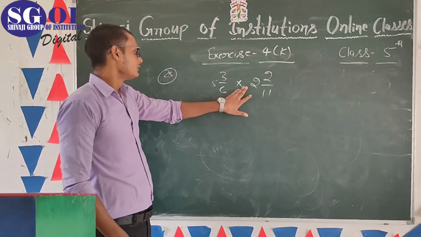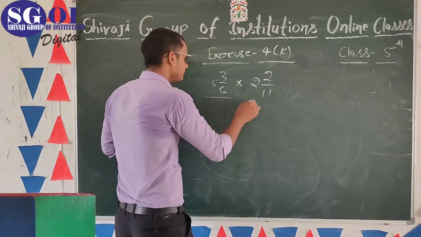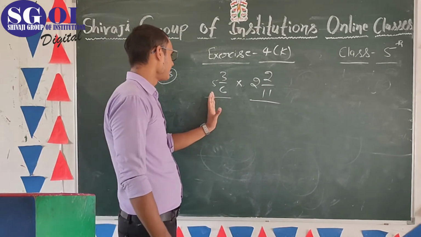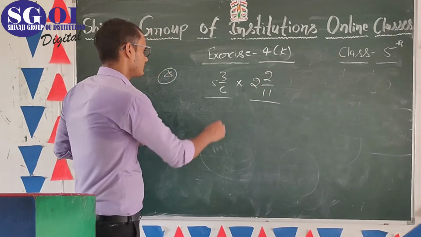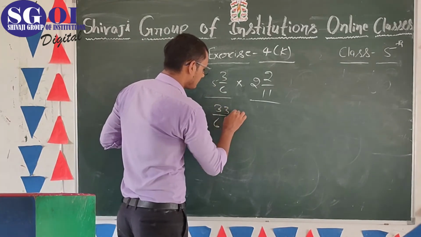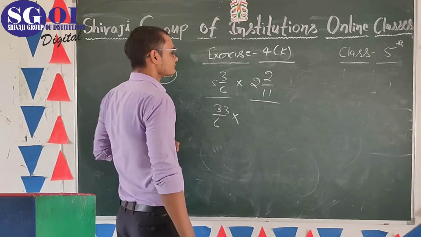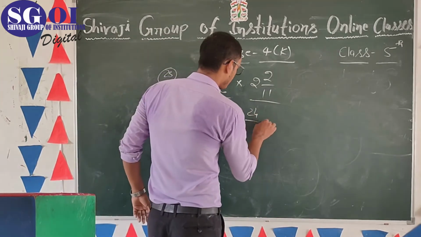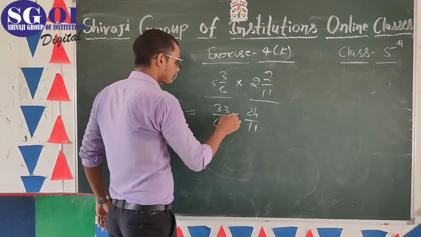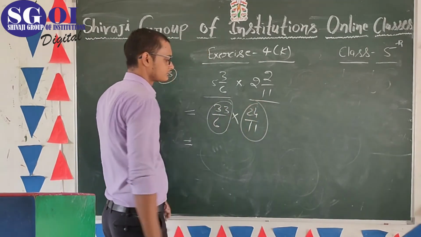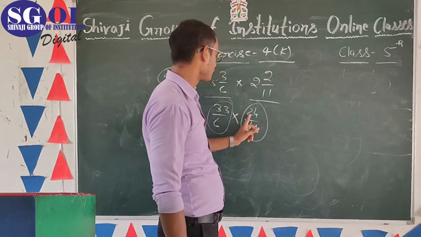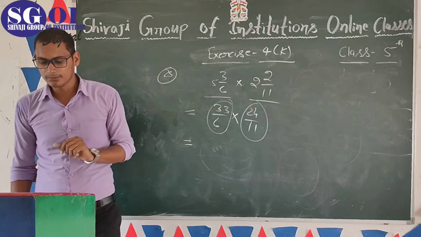So there are two mixed fractions. First change these mixed fractions into improper fractions. 6 fives are 30, 30 plus 3 is 33, so 33 upon 6, multiplied by 11 twos are 22, plus 2 is 24 upon 11. Now it's easy to multiply two fractions. The product of two fractions is equal to the product of numerators upon the product of denominators.